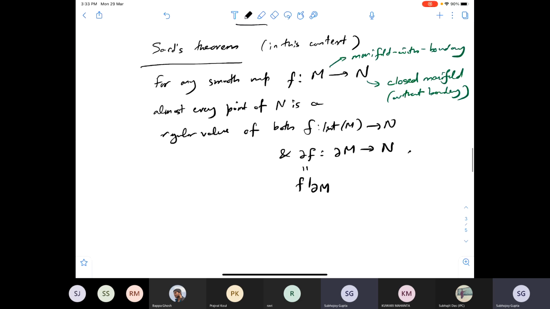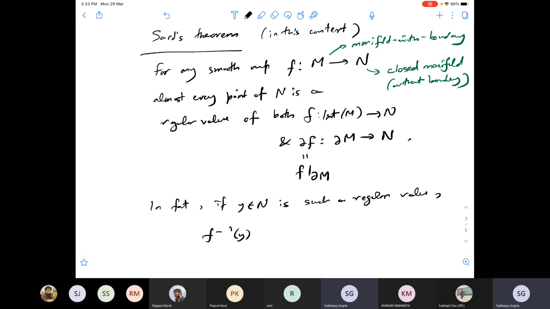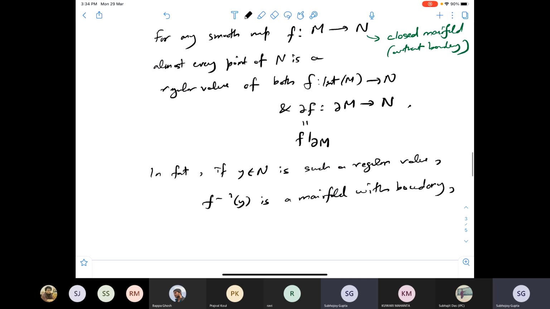Okay, so if you take the pre-image of such a map, let me just continue with this. If y in N is such a regular value, then F inverse of y is typically going to be a manifold with boundary. The notation might become confusing, so let's call this N. The boundary of this manifold is the pre-image of y intersected with the boundary of M.